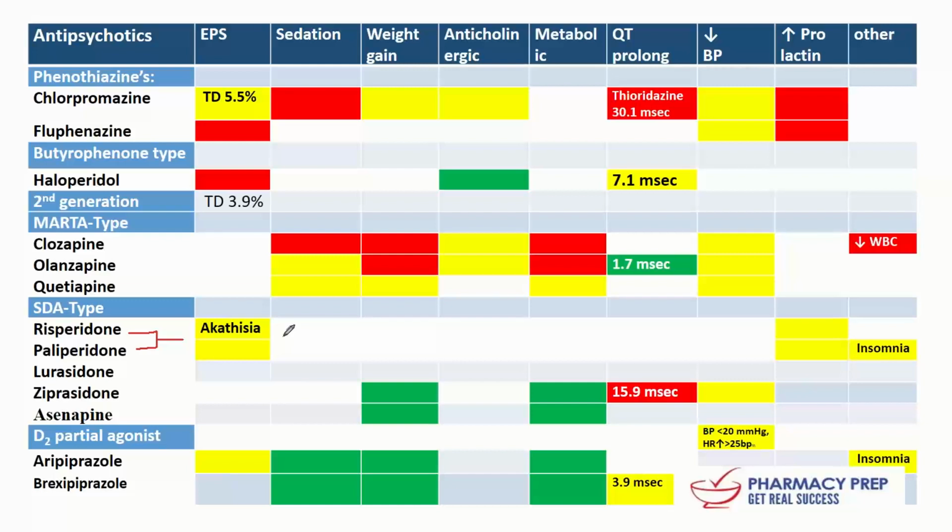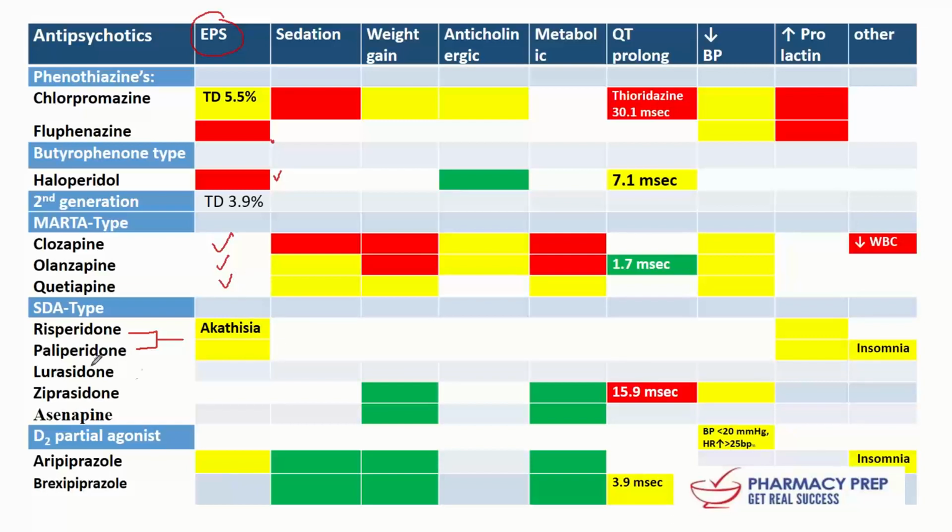So this is the summary. In summary, EPS are higher for first generation drugs, especially fluphenazine and haloperidol. These two are the big ones, whereas second generation drugs are preferable. These three are preferable for low risk of EPS.